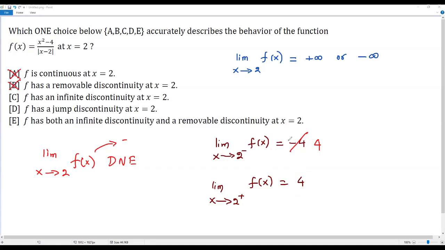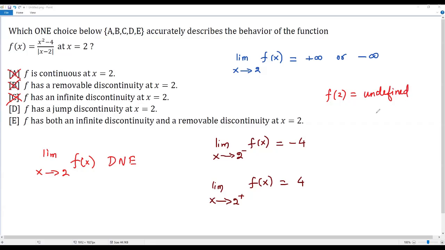But here the left side limit and right side limit at 2 for x are not equal. So the ordinary limit of f of x as x tends to 2 does not exist, and it does not approach positive infinity or negative infinity. So option C is also incorrect. That is, the given function does not have infinite discontinuity at x equals 2. And already we have seen that f of 2 is undefined.